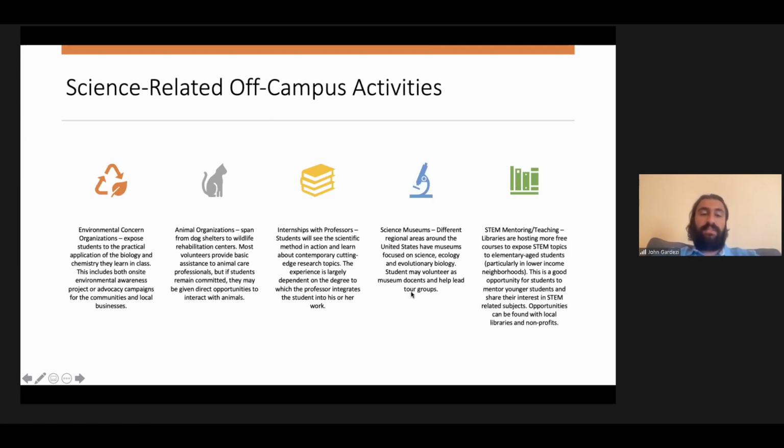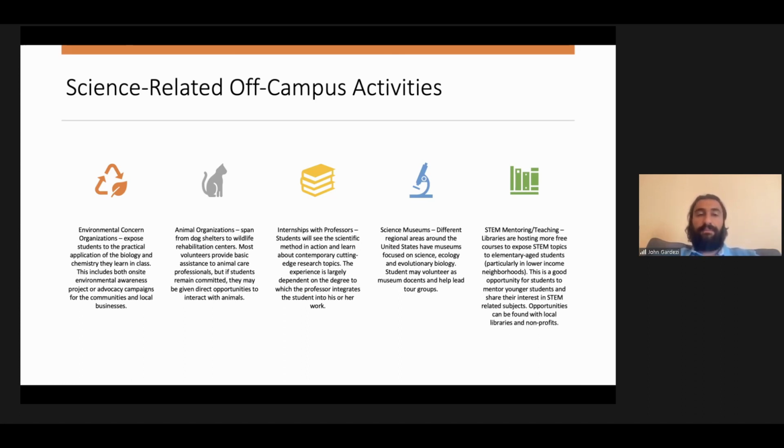For those students interested in the sciences, getting involved in environmental organizations can be great. There are also lots of animal organizations that seek to advocate for dogs, and for wildlife in general.